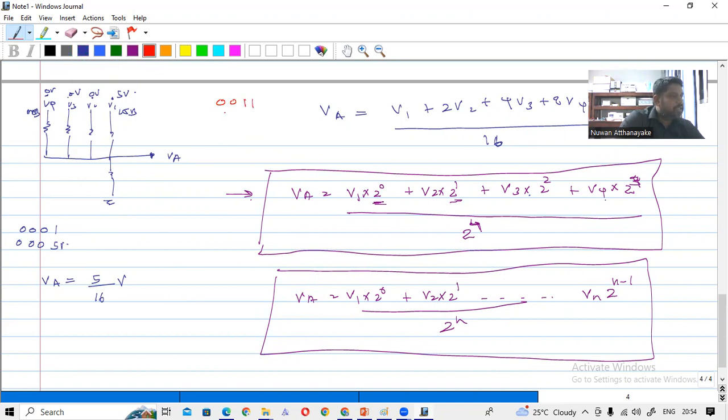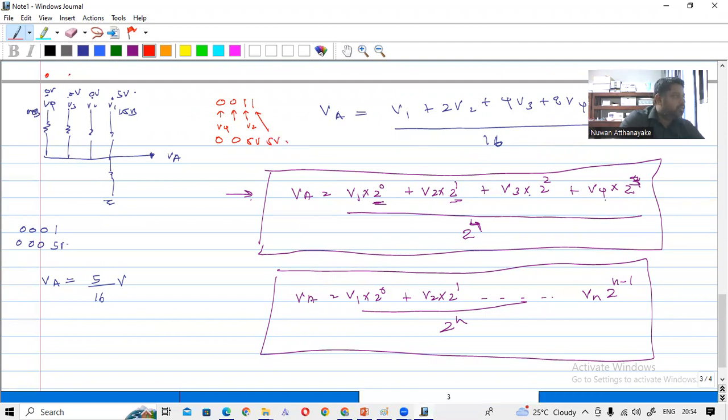Okay. That means this will be the MSB. That means the V4 pin should be 0 volt. This is the V3 pin, should be 0 volt. This is the V2 pin, it should be 5 volt. And this is the V1 pin, it should also be 5 volt, okay? So at that time, this will be 0, this will be 0, this will be 5, and this will be 5, okay? So at that time, what is the VA?